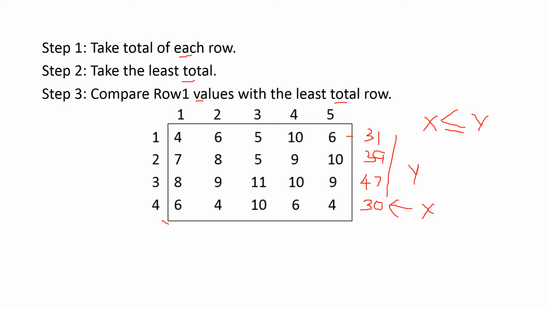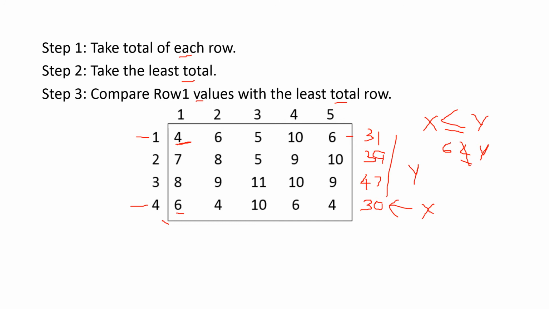So here the fourth row and the first row are compared, checking for less than or equal to. Take the first value of the fourth row, 6, and 4 of the first row. They are compared, so the condition is wrong. That is, 6 is not less than or equal to 4. So no dominance.